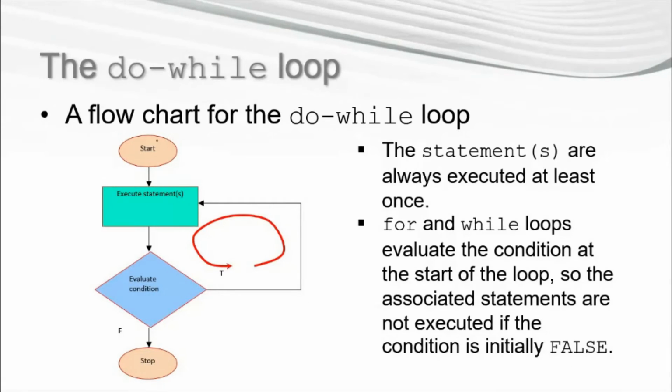The flowchart for the do while loop is like this. First we execute the statements, then we evaluate the condition. If the condition is false, we exit the do while loop, and if it is true, we again execute the statements. So that is the do while loop. The statements are always executed at least once. For and while loops evaluate the condition at the start of the loop, so the associated statements are not executed if the condition is initially false. That is the difference between the while loop and the do while loop.